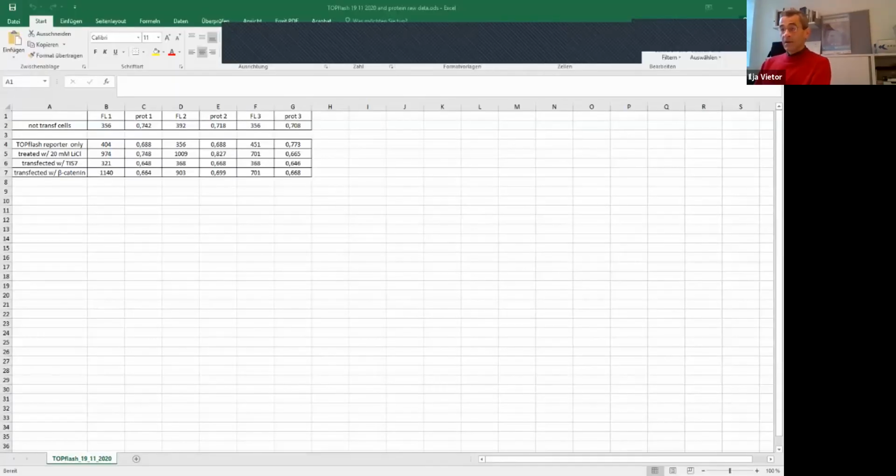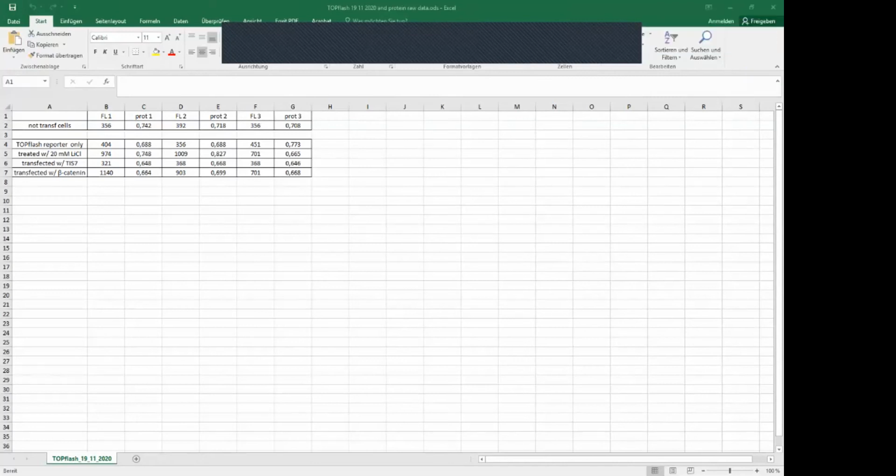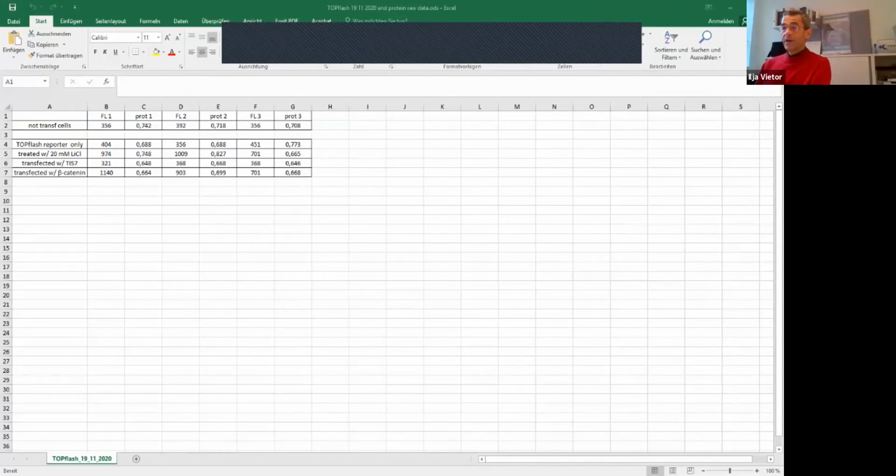So can you see everything? Yes. Fine. So what I have prepared here are the names of groups of samples. These are not transfected cells at all. This is transfected with TOPflash reporter only. Then this is transfected with TOPflash reporter and treated with lithium chloride. So this is not treated, this is treated. Then these are transfected with the reporter plus with D7. And the last sample is transfected with reporter plus beta-catenin.